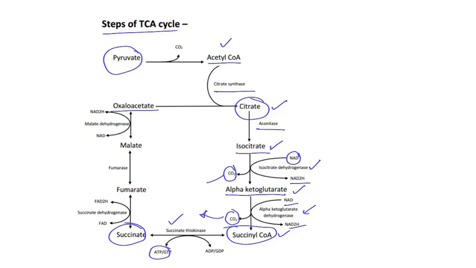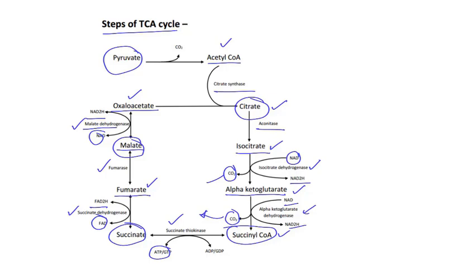Next, this succinate produces fumarate with the presence of succinate dehydrogenase, and here one FAD molecule is reduced. Then this fumarate produces malate with the presence of fumarase enzyme. This malate produces oxaloacetate. Here malate dehydrogenase enzyme acts and one molecule of NAD is reduced.